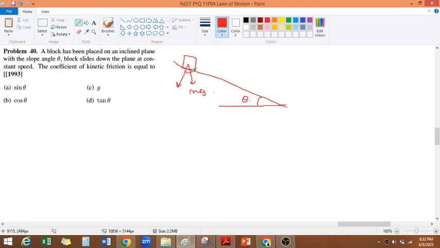This is theta, this is also theta. We have talked about this many times. So this will become mg sin theta. This will become mg cos theta. This is normal reaction, normal to the surface.